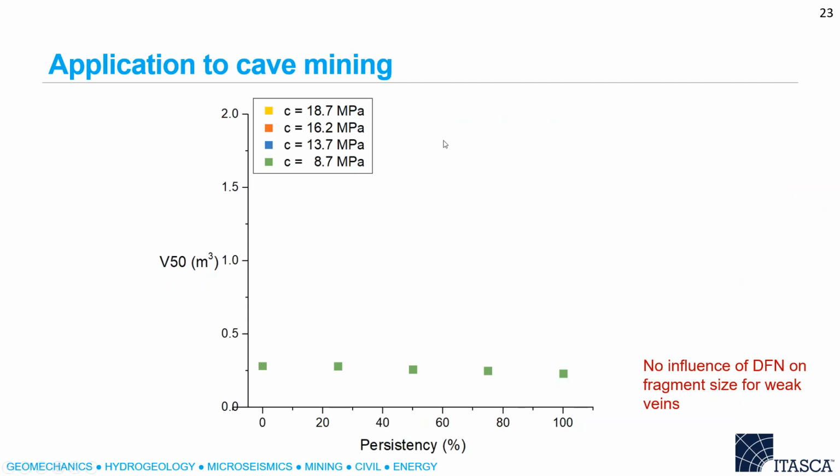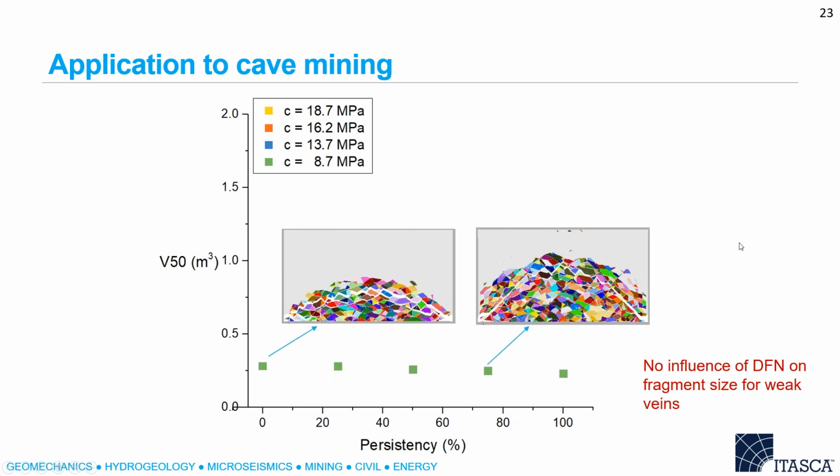So here I represent again this on the chart, the 50th percentile in the y direction, and here in the x direction the persistency of my DFN. So in green, these are the weakest veins. We don't have an effect of the DFN on the size of the fragments.